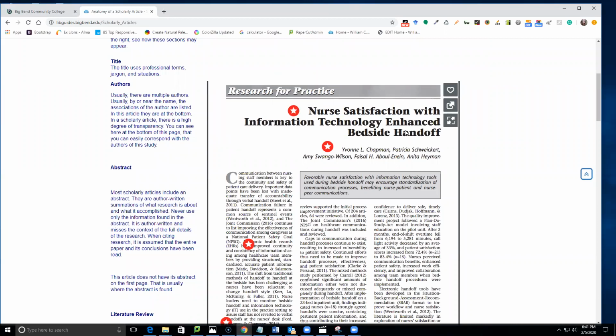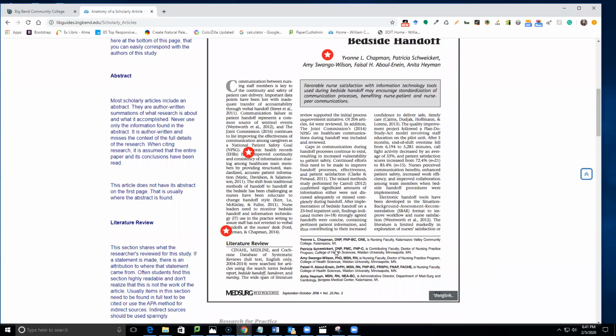In this case, this is slightly easy to read. It is from a nursing journal, and it also shows us the people who wrote the article. Now, it's showing us first name and last name, but down here it gives us more information. If you look, we see they work, at least some of them, at Kalamazoo Valley Community College.